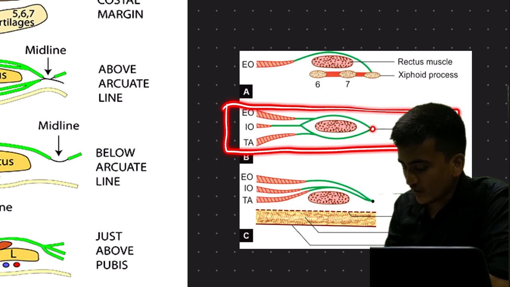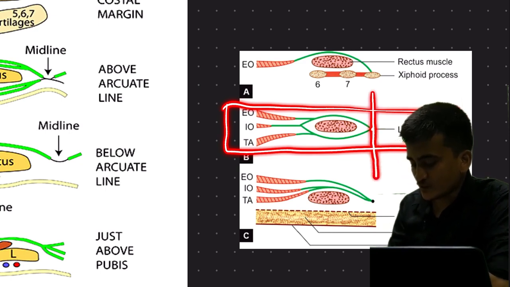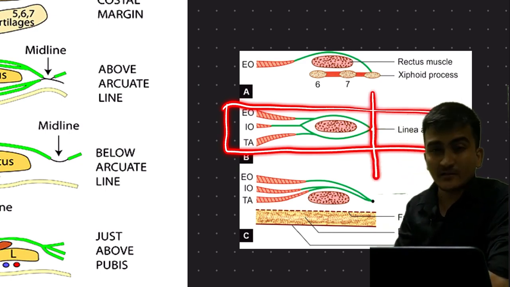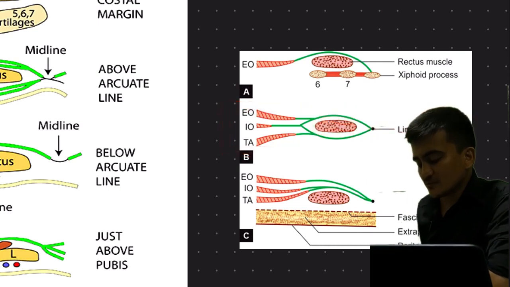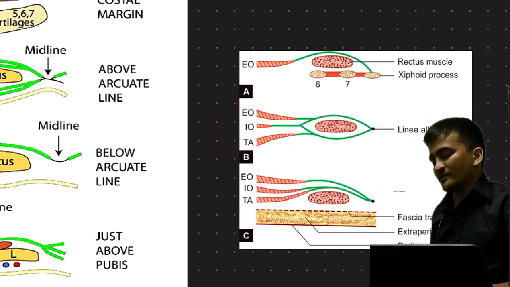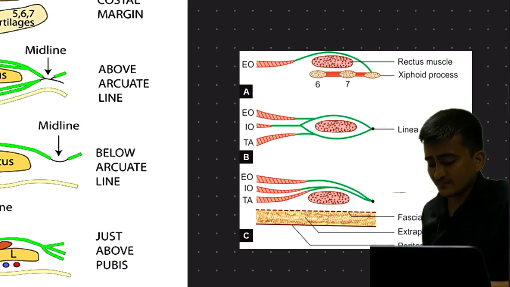This is the linea alba. As you can see, the linea alba is the midline of the rectus sheath. And what is this? This is our rectus abdominis. It is one muscle, and here also we'll find another rectus abdominis muscle.